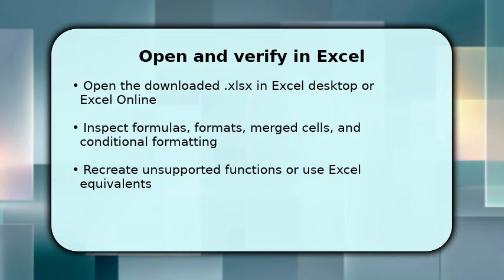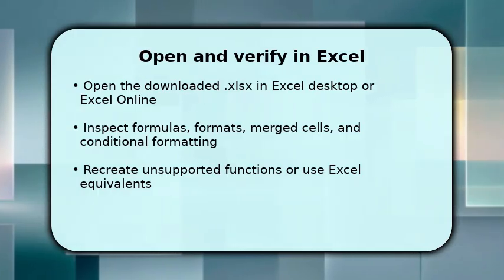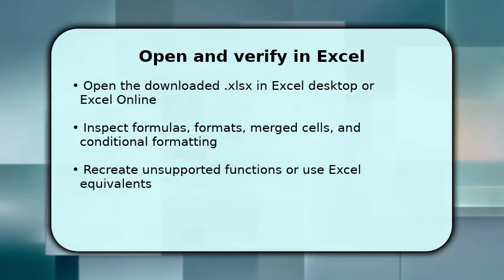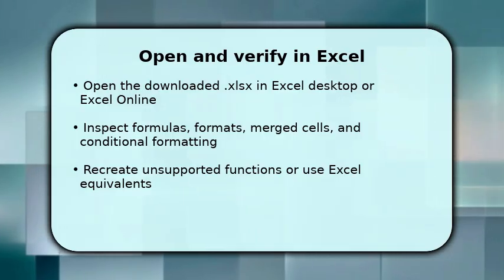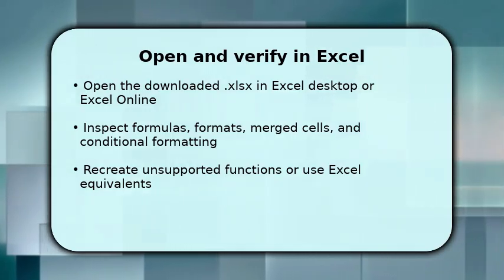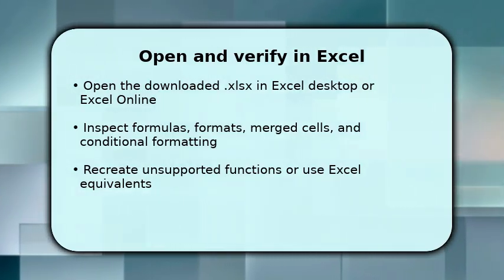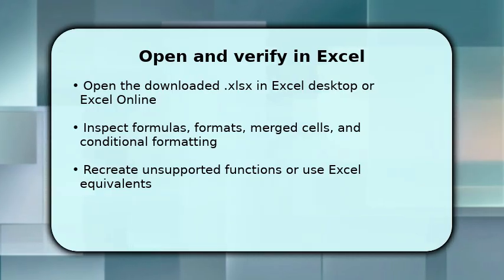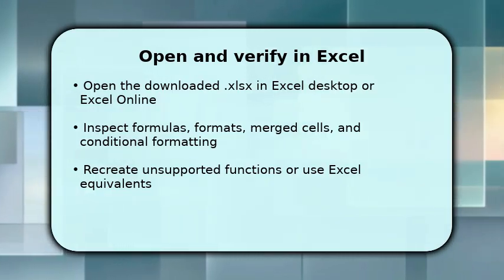Open the downloaded XLSX. Excel Desktop is best for full feature parity, but Excel Online works for basic checks. Immediately inspect critical sheets, verify formulas recalculated correctly, confirm date and number formats, and check merged cells and conditional formatting.